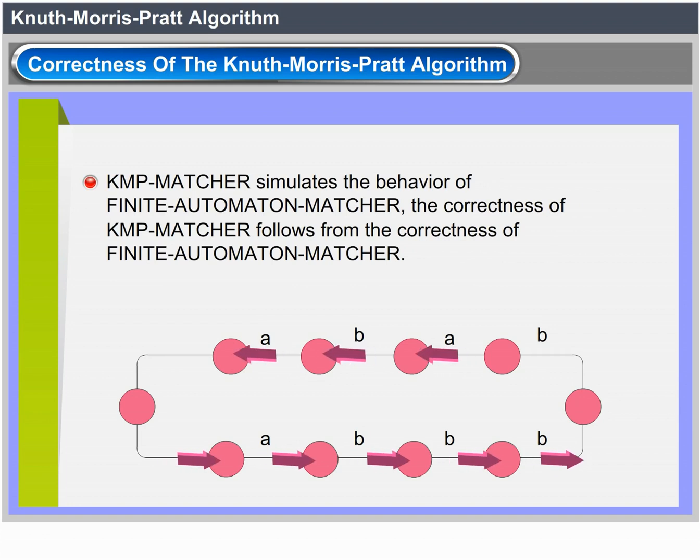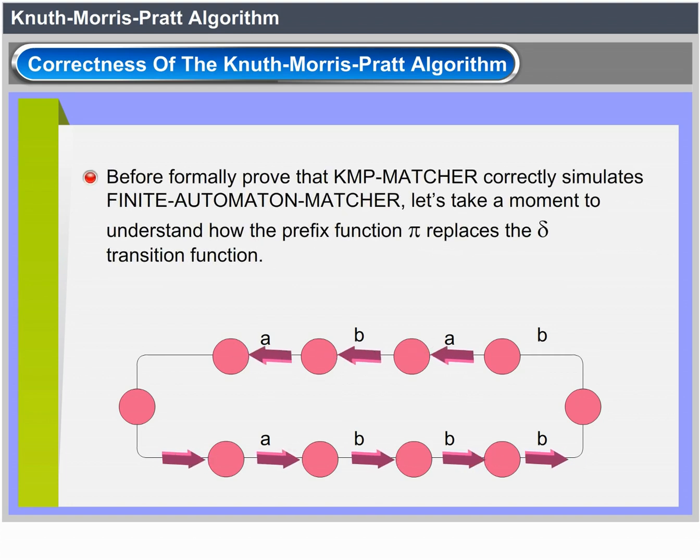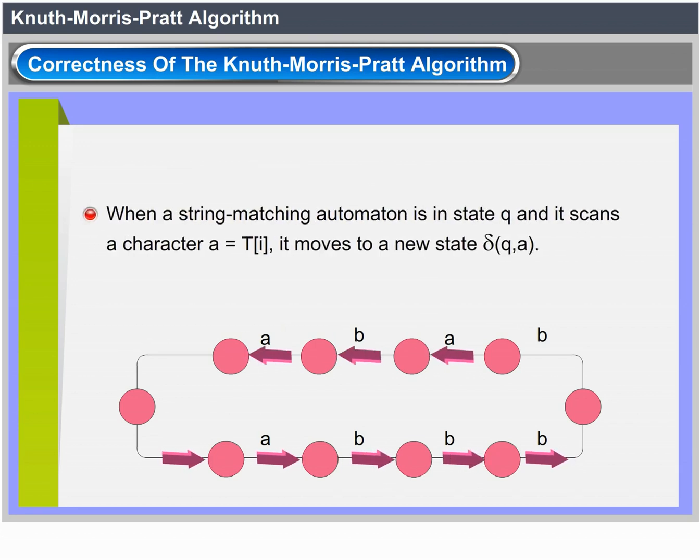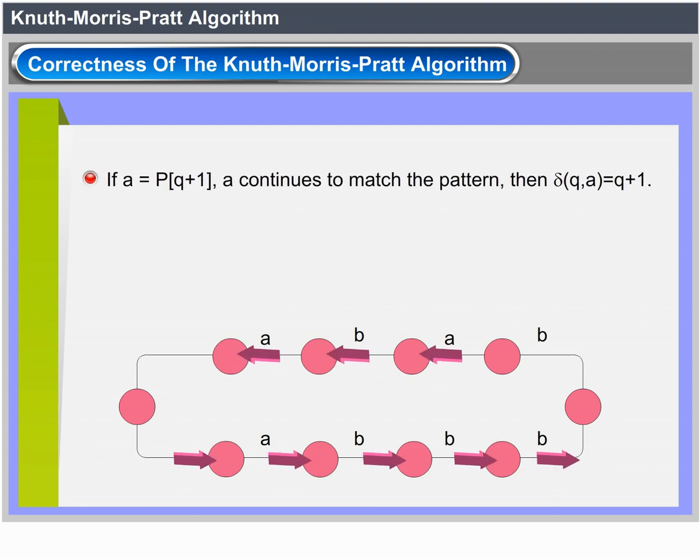Before we formally prove that KMP matcher correctly simulates finite automaton matcher, let's take a moment to understand how the prefix function pi replaces the delta transition function. When a string matching automaton is in state q and it scans a character a equals T of i, it moves to a new state delta of q, a. If a equals P of q plus 1, so a continues to match the pattern, then delta of q, a equals q plus 1.